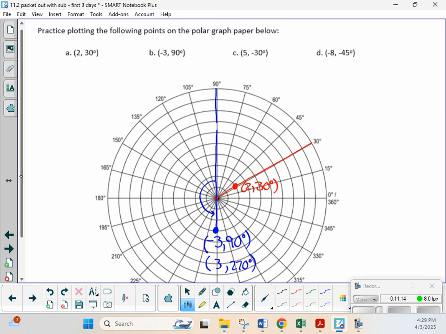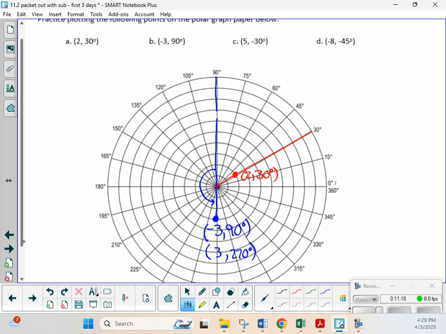Let's do 5, -30. So I'm going to rotate. Now this is positive. Just watch. This is a little different than the last one. r is still positive. I'm not doing any weird go backwards stuff. What's backwards now is the angle is negative. That just means rotate in the other direction. So I'm going to go 30 degrees this way. So that puts me at 330. I'm on this line, but I'm going to go 5 units from center. So 1, 2, 3, 4, 5. This guy right here is 5, -30 degrees.